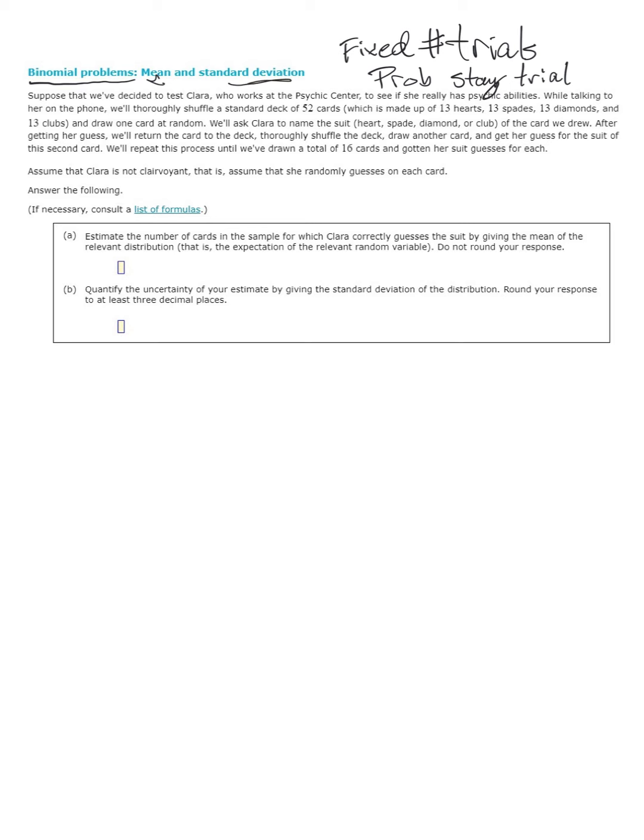And here are the formulas you need to know. So for the mean, it is simply the number of trials times the probability of those trials. And for the standard deviation, it is the square root of n times p times 1 minus p.